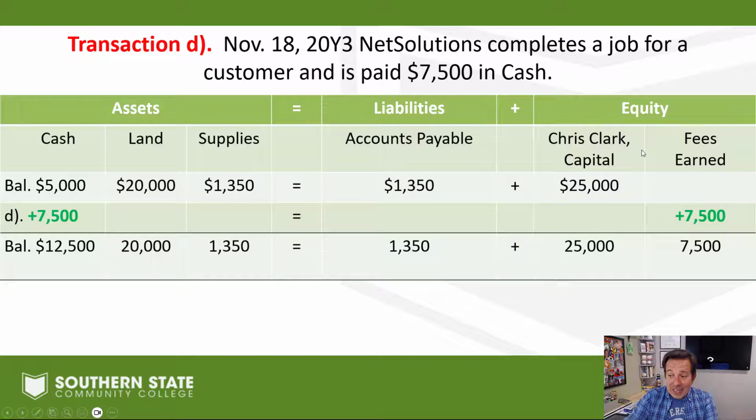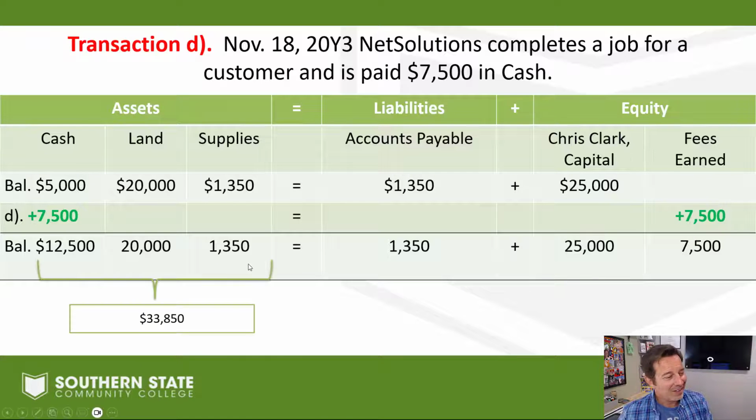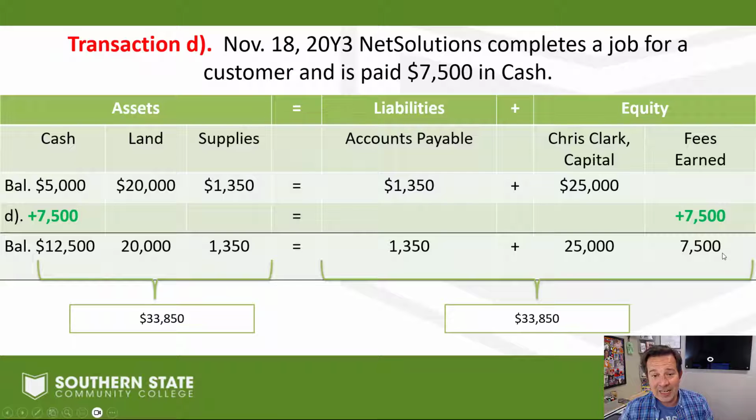Now, if you're thinking ahead, you might say, well, Professor Martin, we need to make sure that we still balance. And I like the way you think. Let's go ahead and do that. $33,850 on the asset side, $33,850 on the liabilities plus equity side. We're good. Accounting harmony has been maintained.